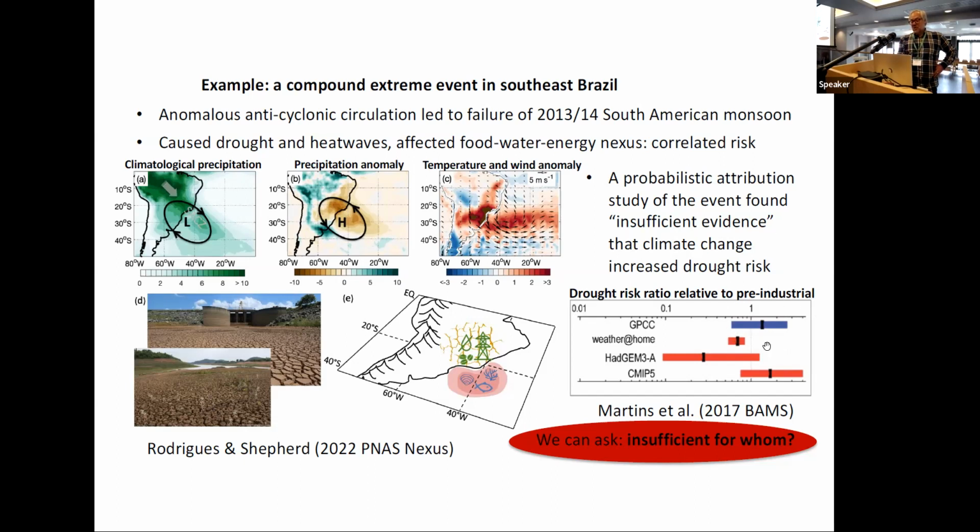The observations show a tendency towards increase, and the CMIP5 models for what they're worth show a tendency towards increase. The 2 versions of the Met Office model that they looked at showed a decrease. They pooled the error bars, which of course you shouldn't do. There's no logical basis for following the rule of errors when you've got systematic errors, and they couldn't reject the null hypothesis. So they said there's insufficient evidence that climate change increased drought risk. But you can ask insufficient for whom? If you were a water manager and so on, especially given the observational trends, you would probably think more carefully about this.